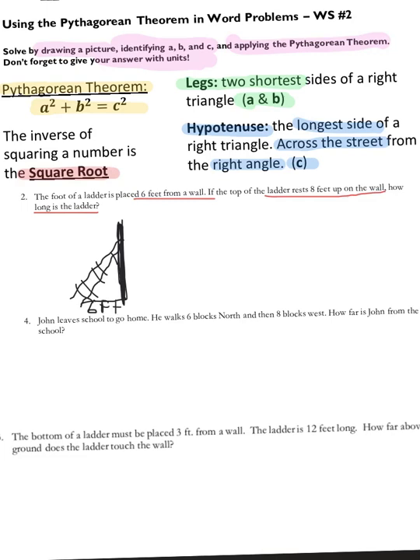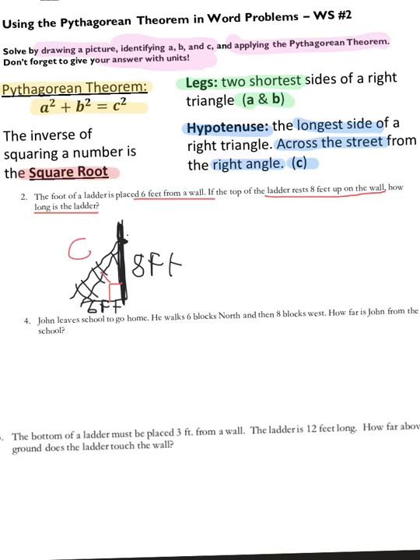Then it says if the top of the ladder rests 8 feet up on the wall. So 8 feet up on the wall. So here we go. The ladder is resting 8 feet up on the wall. See, the ladder is resting right here, 8 feet above the floor. We want to know how long is the actual ladder. Okay, so how long is the ladder itself? So as you can tell, we are missing the hypotenuse of the triangle because it is across the street from the right angle.